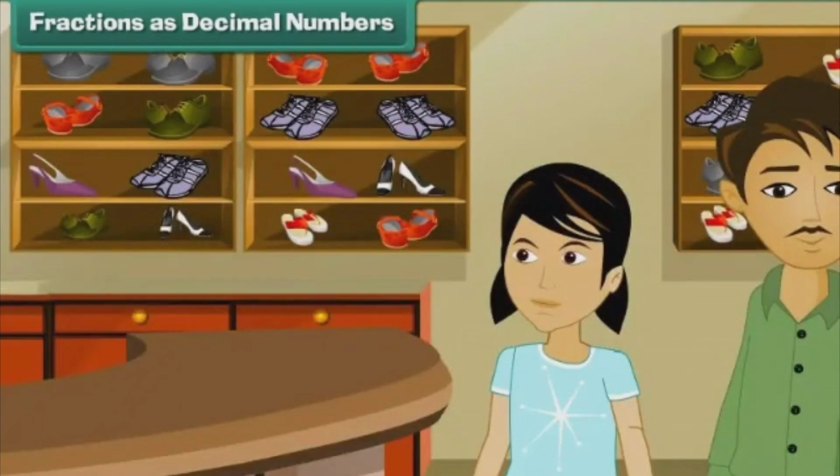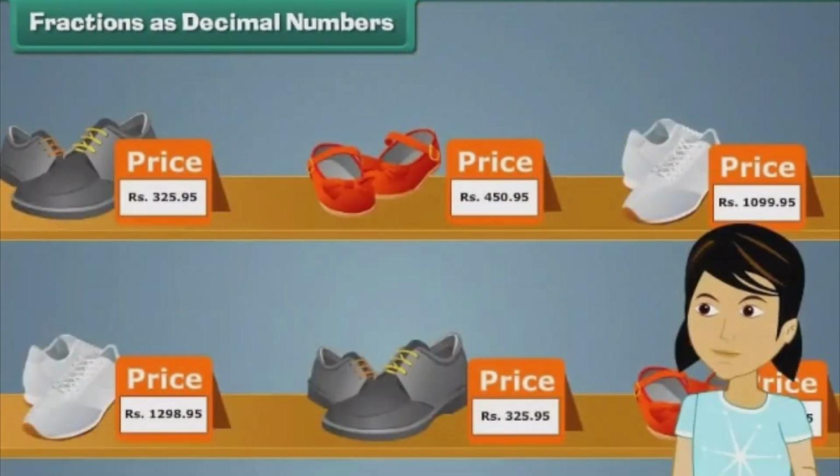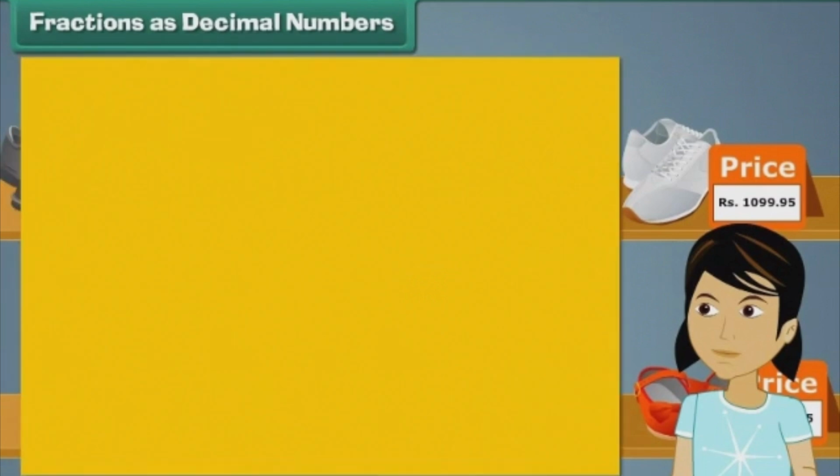Arpita went with her father to buy her school shoes. Prices of footwear in the store were expressed as decimal numbers. She wondered what the decimals in the prices meant. 100 paise make 1 rupee. In other words, 1 paisa is 1 by 100th of a rupee. It can also be written as 0.01 rupee.